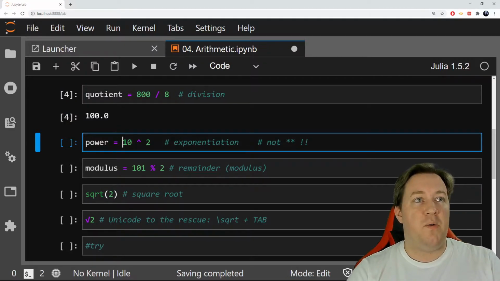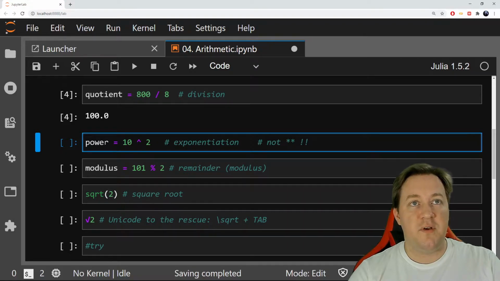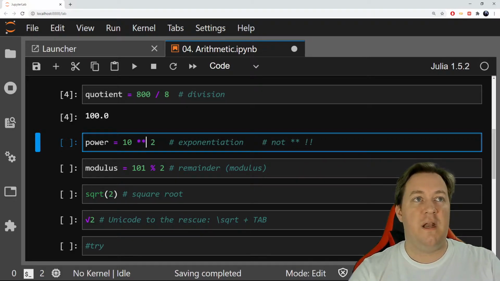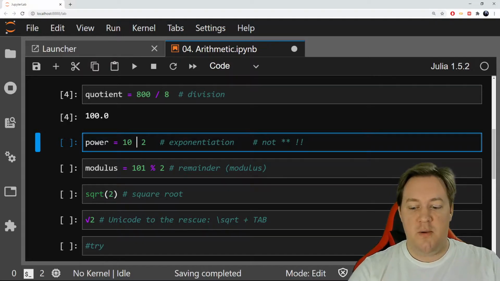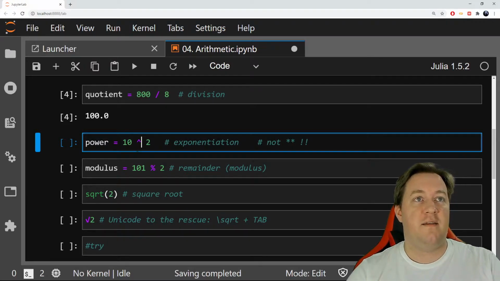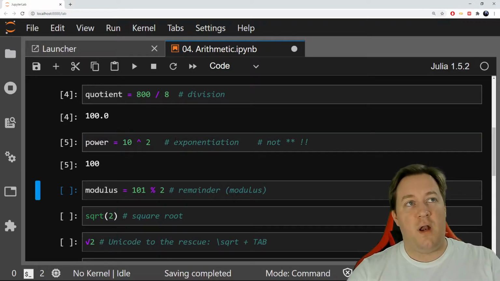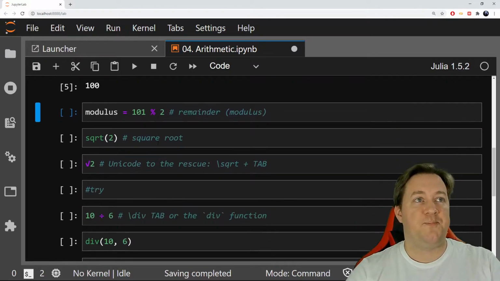Then power. So power, we start to have some differences with other languages. You have to use this symbol, the circumflex. In other languages, for instance in Python, it would be like this. So this is the power, this is the exponential. But with Julia, it's with this hat. So we can run that, 100, because it's 10 to the power of 2.